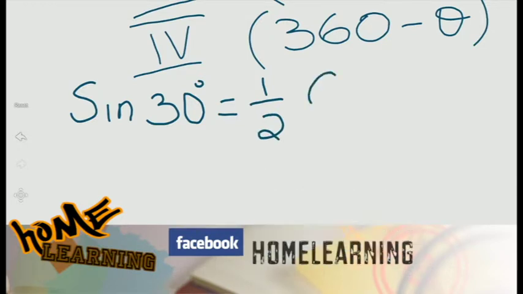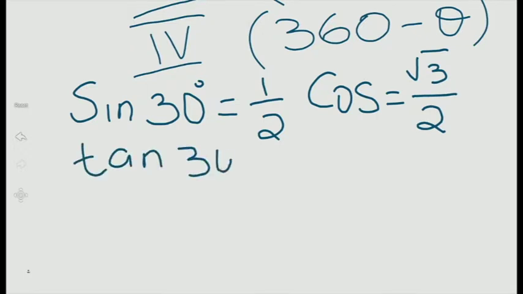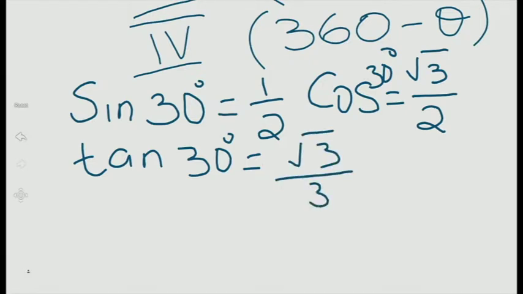The cosine of 30 is root 3 over 2. And the tangent of 30, so we have 30 degrees here, is equal to root 3 over 3. Find the cosine values of given value.